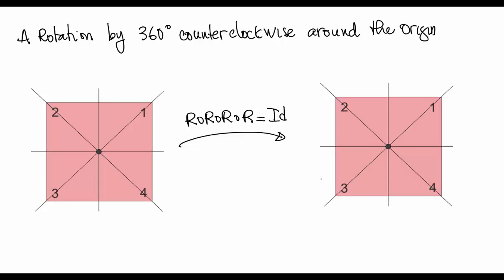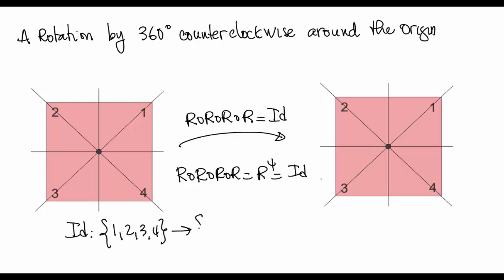A rotation by 360 degrees counterclockwise around the origin is essentially four rotations by 90 degrees counterclockwise. If you compose R with itself four times, we can rewrite this as R to the power 4, and that's essentially the identity map. And what is the identity map? Well, the identity map is the map from this set into itself which sends every element to itself.